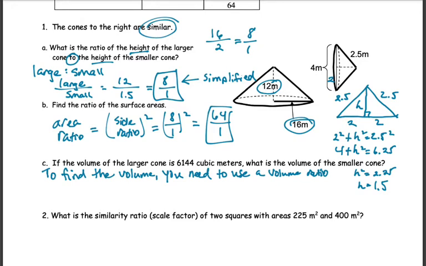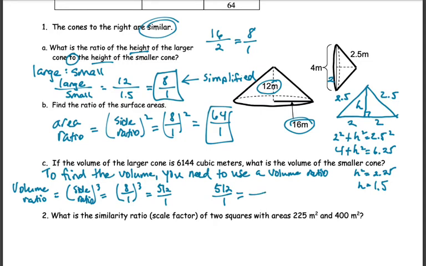And to get that, remember, a volume ratio is the same thing as the side ratio cubed. So your side ratio was 8/1, and you're going to cube that. So that gives me 512/1. All right, now we can set up a proportion with that volume ratio. So 512/1 should equal, it says the larger cone, remember the larger number is on top, so we're going to put that on top. And we're going to try to figure out the volume of the smaller cone, so it goes on the bottom. And now we can cross multiply and solve.